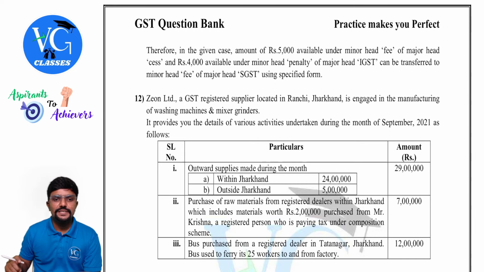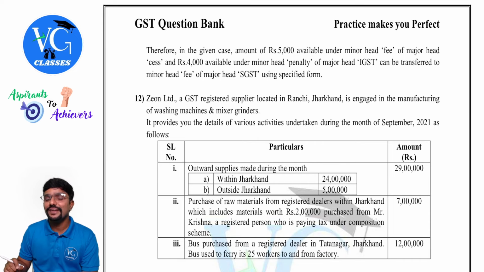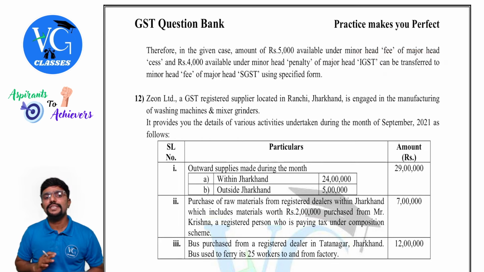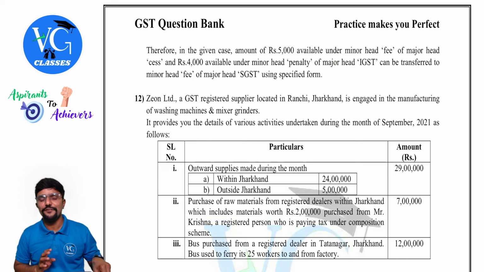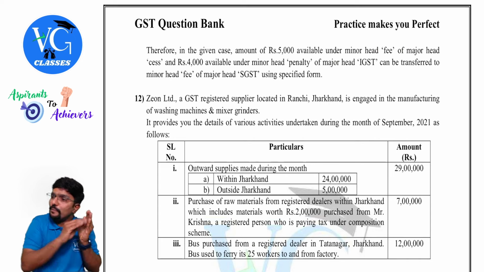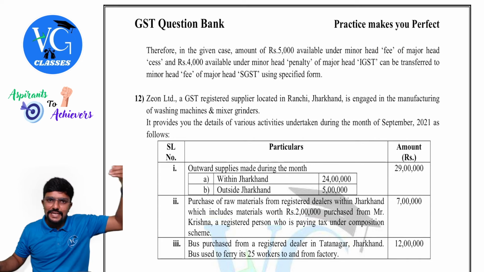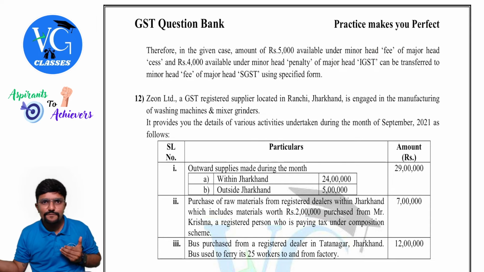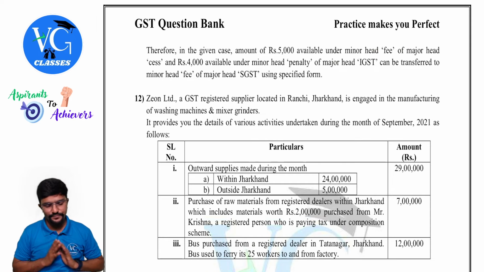Therefore, in the given case, amount of 5,000 available under the minor head fee of major head cess and 4,000 available under the minor head penalty of major head IGST can be transferred to minor head fee of major head SGST using specified form. Guys, please be careful. Directly you cannot use the amount to make payment. First transfer it from one head to another head and from there you can use it.